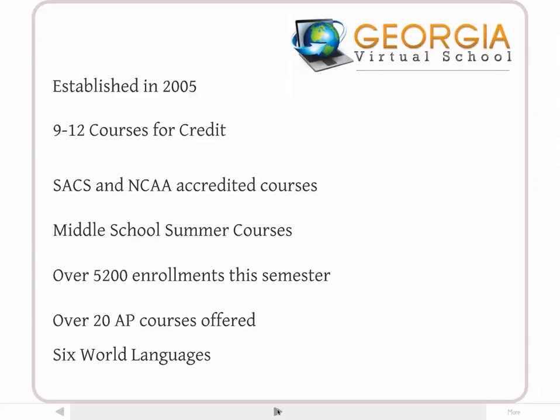Since then, we have expanded our AP offerings to over 20 courses, but we also offer regular education, elective courses, and more language courses for a total of over 120 Carnegie unit courses in the grades of 9 through 12. We are SACS and NCAA accredited in both our program and our courses, and we're serving over 5,200 enrollments this semester. We also have a middle school program that operates in the summers only that does math, science, and language arts for grades 6, 7, and 8.